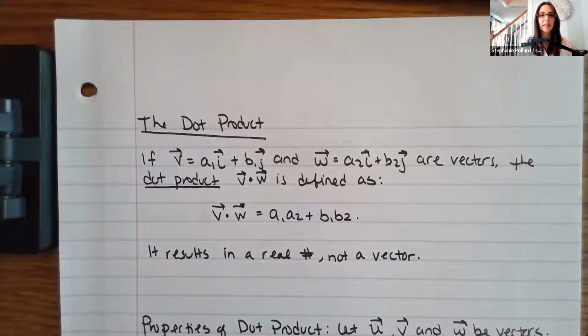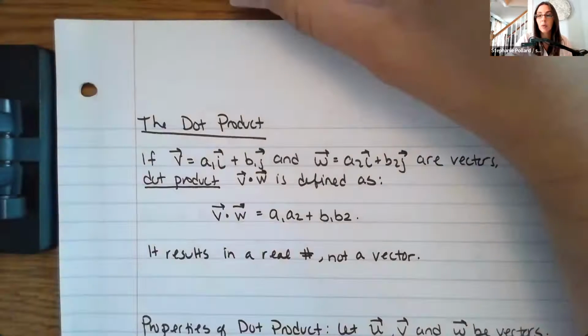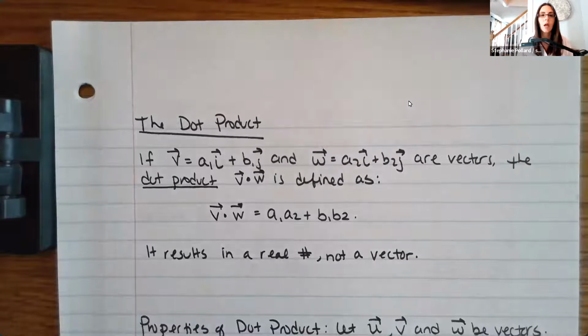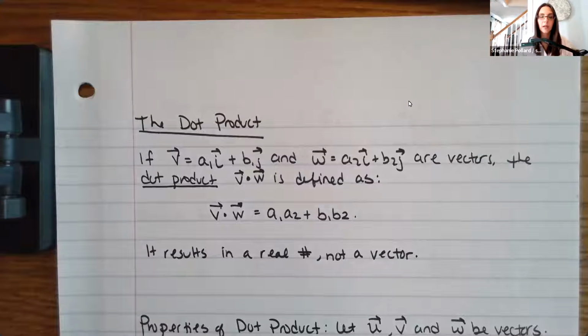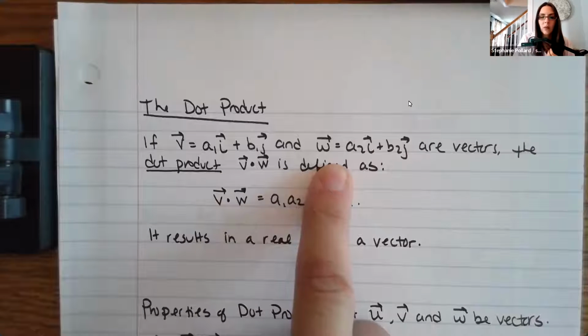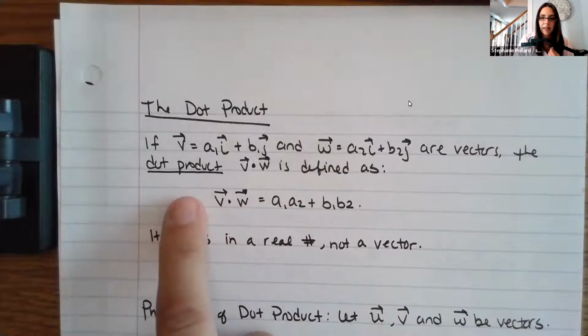Welcome back, everybody. In this next set of videos, we're going to look at something called the dot product. And this is a special kind of multiplication that we use with vectors. So let's say we have two vectors, v and w, and we use similar notation that we're used to. Well, the dot product is defined as follows.